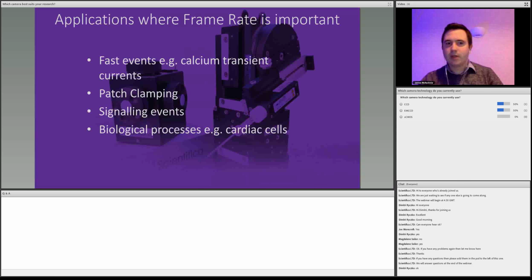So where is frame rate important? As you can imagine, it's basically anywhere we want to look at something fast. But often it's overlooked for things like patching, where frame rate becomes important because you want a live feed that you can visualize easily. In that case, understanding the frame rate of the camera and how that fits against the compromise with sensitivity and frame rate becomes important as well.